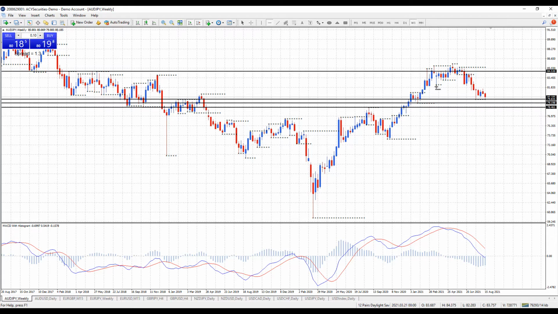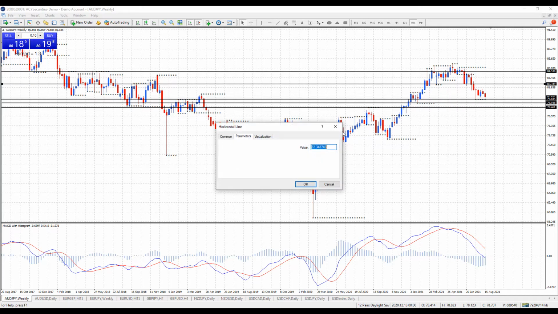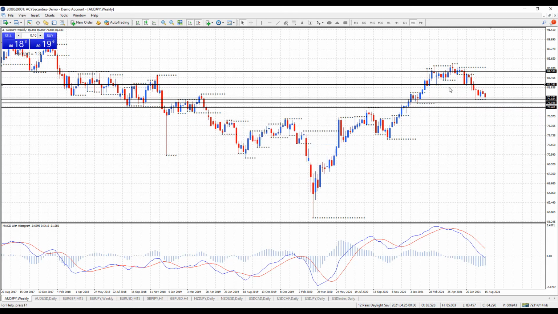We'll just put in resistance up here, 82.283. Not expecting that we'll get up there, but that is where I would say weekly resistance is if we move back up.